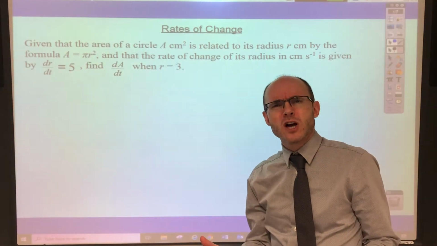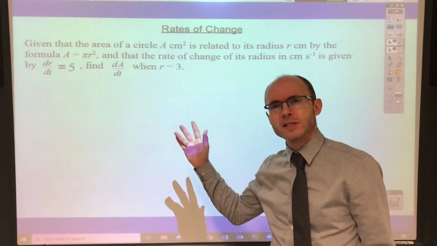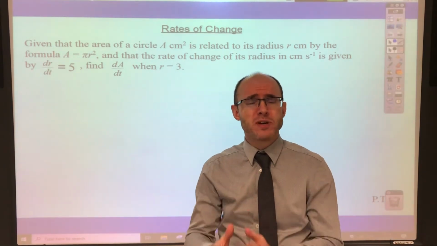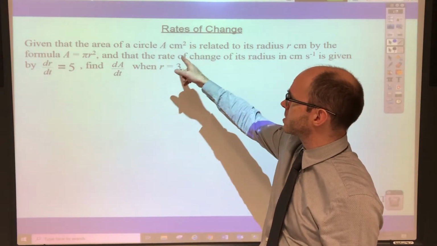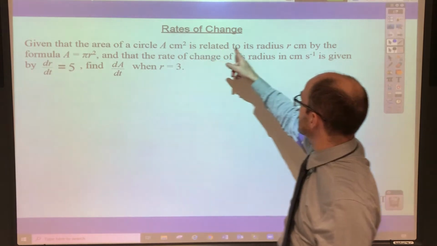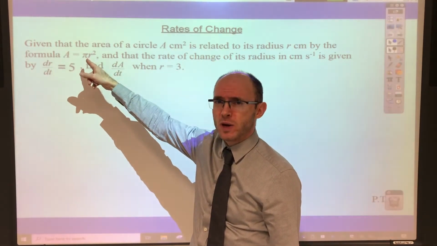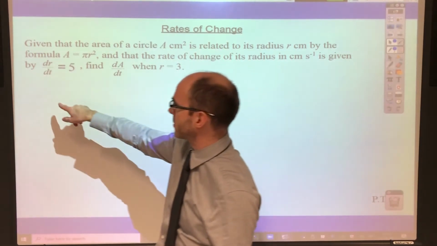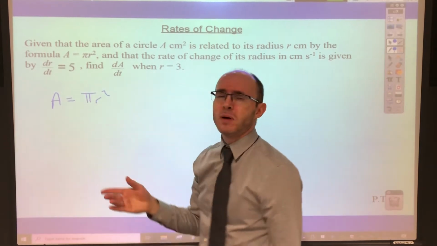Now let's have an example involving rates of change in what could potentially look like a complicated question. What you need to be able to do is interpret exactly what the question means. So let's just read it out. Given that the area of a circle, A centimetres squared, is related to its radius r centimetres by the formula area equals pi r squared, so I'm going to stop there. All this is saying is, here's a reminder: area of a circle is pi r squared.